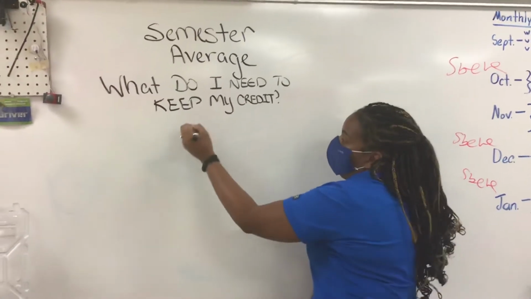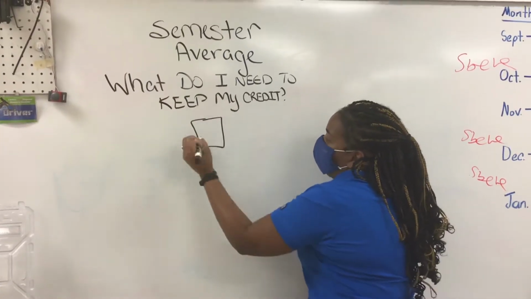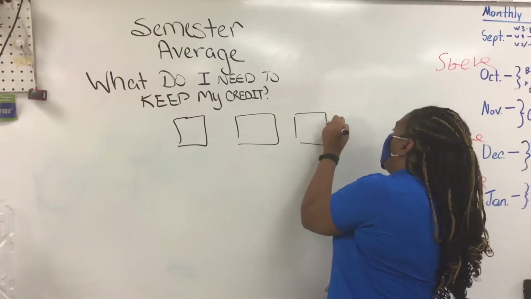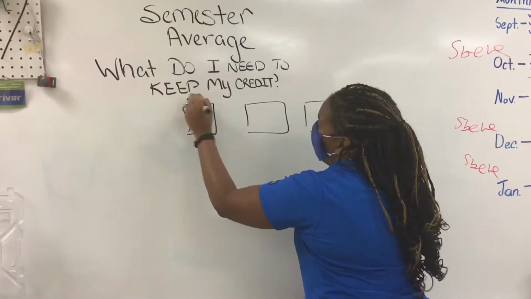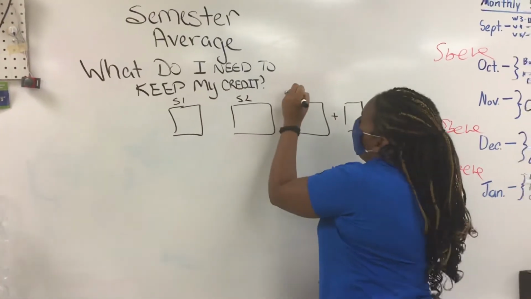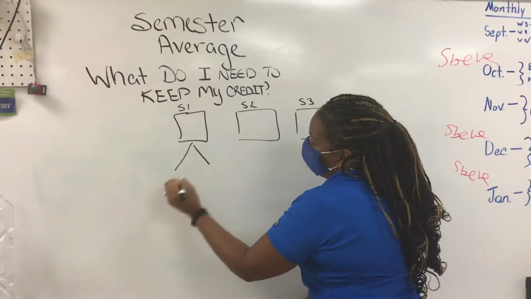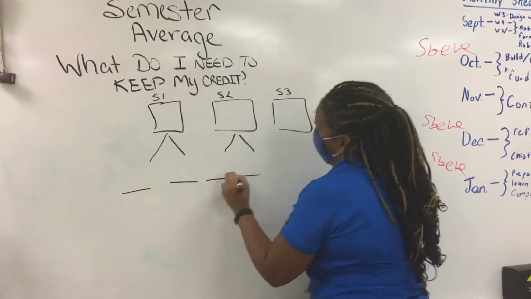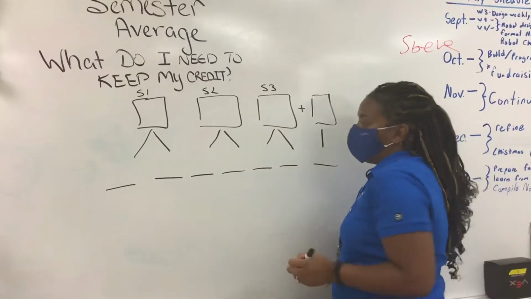So when we're calculating our semester average, you need to think of it in the sense of the first 6 weeks, the second, the third 6 weeks, and a final, okay? So this is S1, S2, and S3. Each of these are going to go into your semester average twice, all right? And your final is going to go in there once.